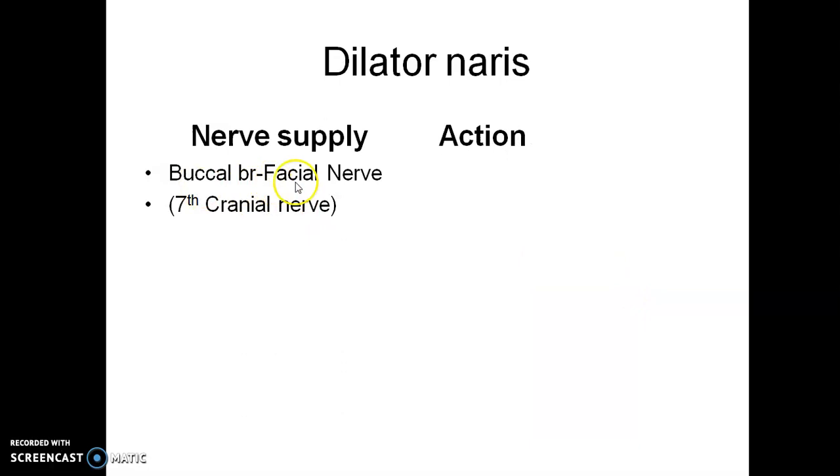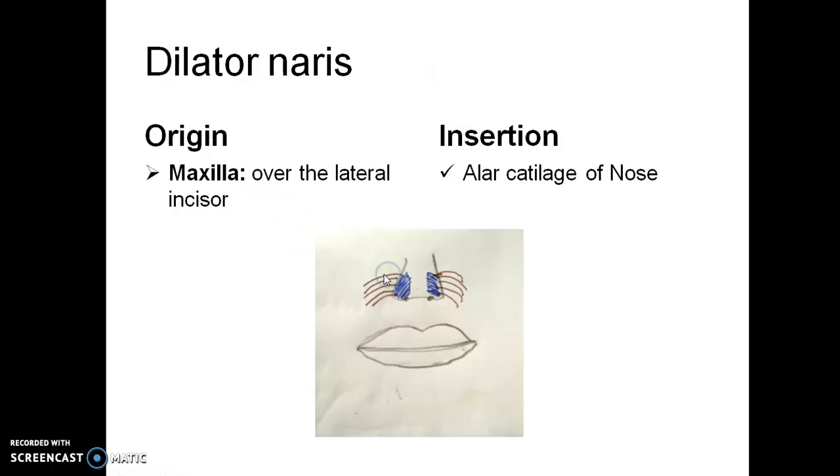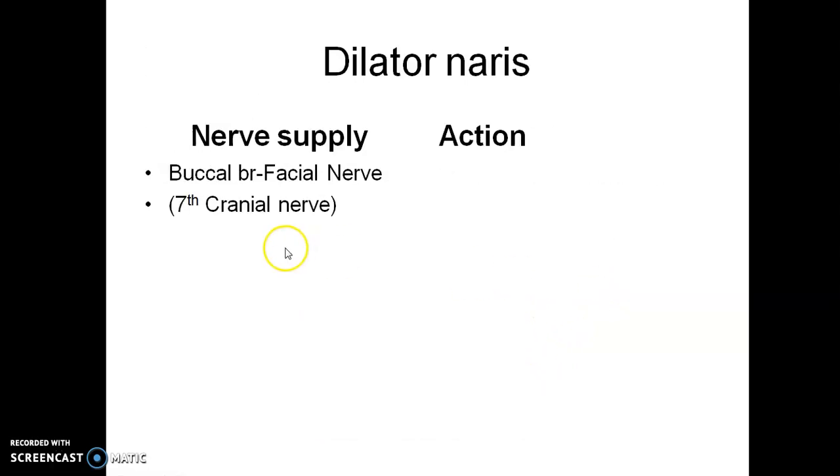Nerve supply, buccal branch of facial nerve. Facial nerve is nothing but the 7th cranial nerve. So this buccal branch is a branch which runs over the cheek. So what is the cheek? This area next to the nose and lips, this lateral area will be called the cheek. So that nerve will be called the buccal branch of facial nerve. That will supply the cheek area and also this nostril area. So dilator naris is supplied by buccal branch of facial nerve.